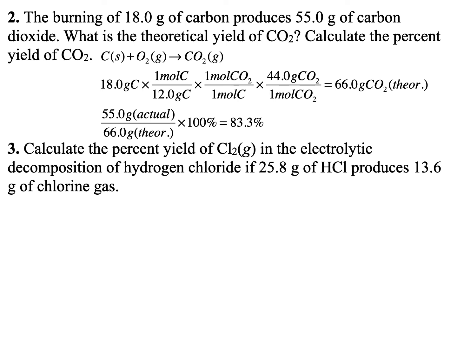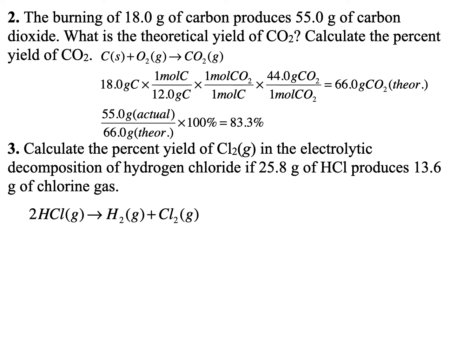Number 3, calculate the percent yield of chlorine in the electrolytic decomposition of hydrogen chloride if 25 grams of hydrogen chloride produces 13.6 grams of chlorine. Well, hydrogen chloride is HCl, so the only way you can decompose HCl, you're going to get hydrogen and chlorine. So there's our balanced equation.